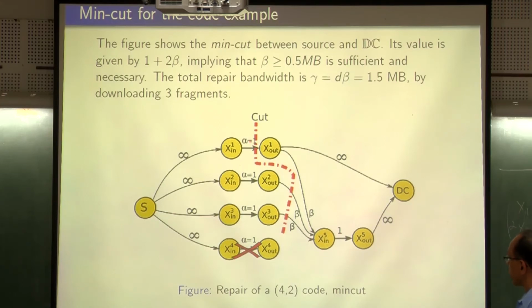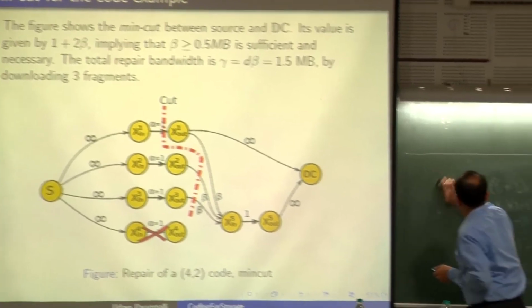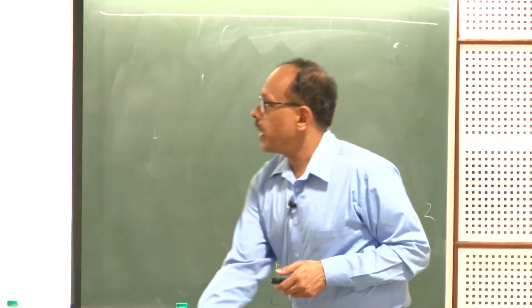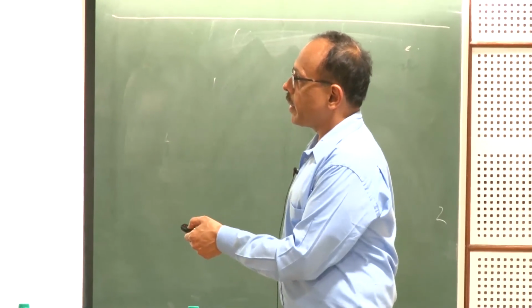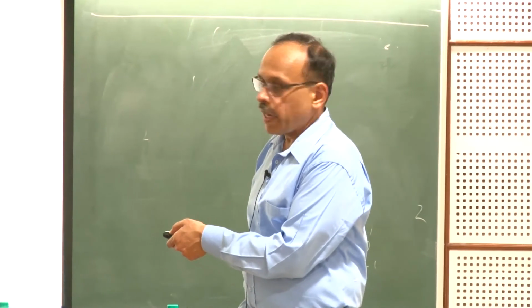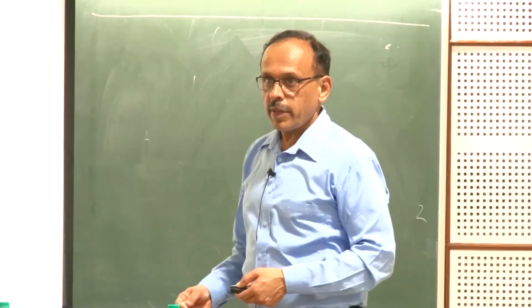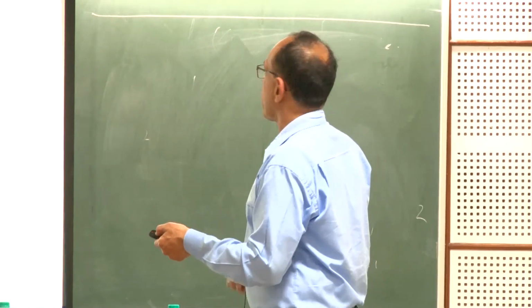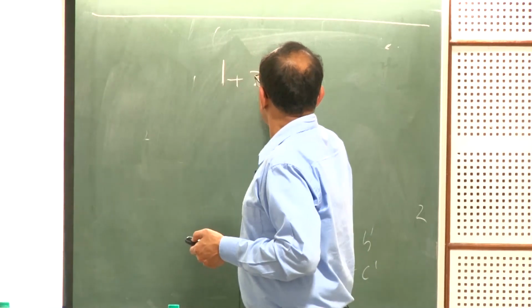You choose one symbol from here, and you choose β symbols from here. That is the total. Do you see the cut shown there? If you start looking at the edge capacities of this network and looking at the cut, that will tell you the bandwidth required. So this cut has 1 plus 2β, correct?